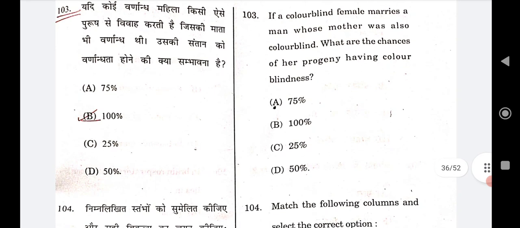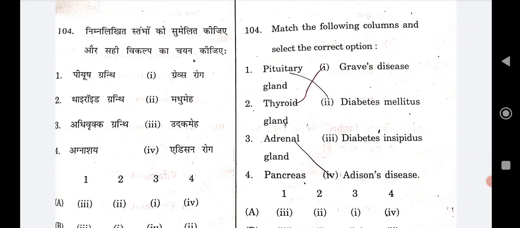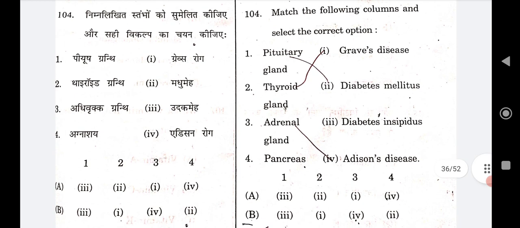Next question, if a colorblind female marries a man whose mother was also colorblind, what are the chances of her progeny having color blindness? देखो कहीं पर इसका आंसर 100% दिया गया है, कहीं पर इसका आंसर 75% दिया गया है और कहीं पर इसका आंसर 50% दिया गया है, but according to me its answer should be 75%. बाकी देखते हैं. Next question is match the following columns and select the correct option. So here the correct option is C.